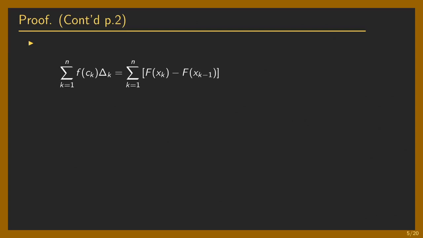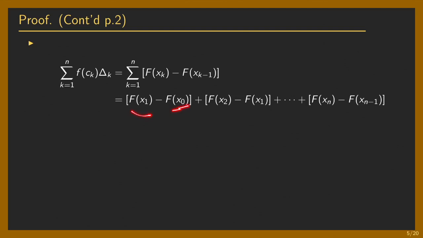So, what we do is we now expand this summation. When k is 1, this is big F of x1 minus big F of x0. When k is 2, this is big F of x2 minus big F of x1, and so on. When k is n, this is big F of xn minus big F of x sub n minus 1. As we can see in this sum, this is actually a telescoping sum. When you say telescoping, magka-cancel yung maraming terms. For example, itong dalawa, magka-cancel like so.